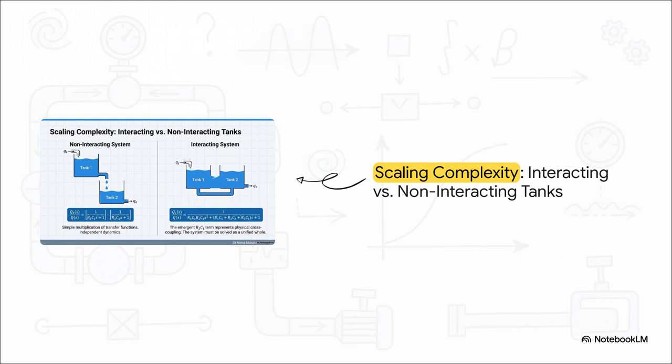In a non-interacting system, one tank just drains freely into the next one, so they operate totally independently. Easy enough. However, when you have interacting tanks sharing a connected pipe, the height of the second tank physically pushes back against the first one. This creates an emergent physical cross-coupling term in the denominator. Suddenly, our system demands a unified mathematical solution.